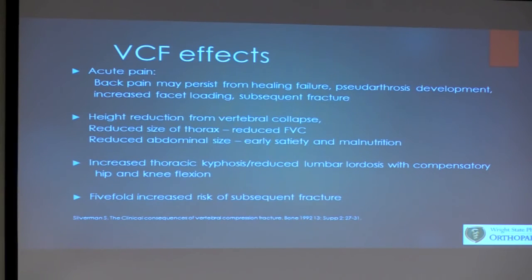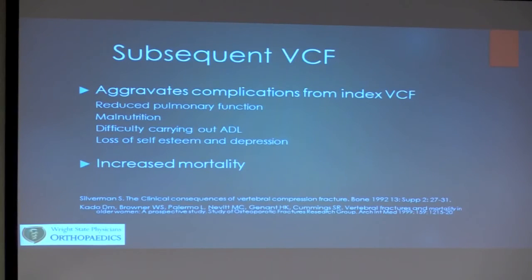So this is just going back to the vertebral compression fracture. It causes pain, causes height reduction, that's the forward bending, and there's a fivefold risk of a subsequent fracture. 20% of patients who get an index fracture, the first fracture, will suffer another fracture in the next 12 months. And then a subsequent fracture aggravates all those complications that happened before.